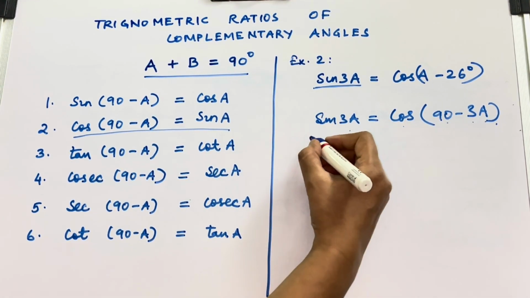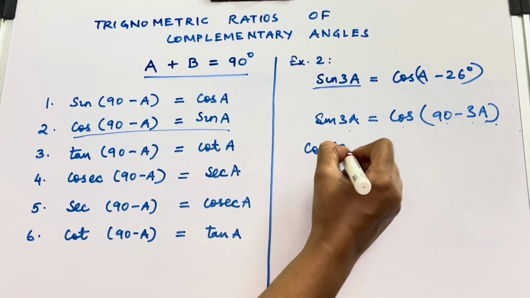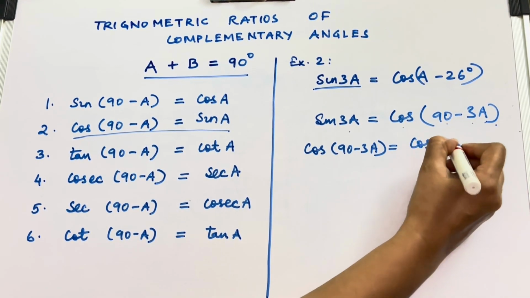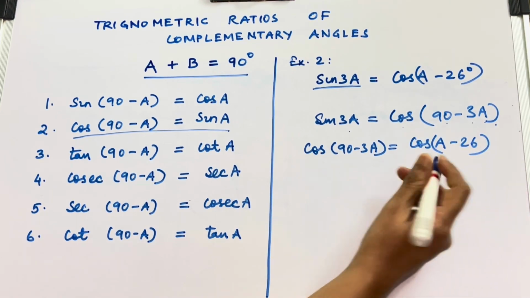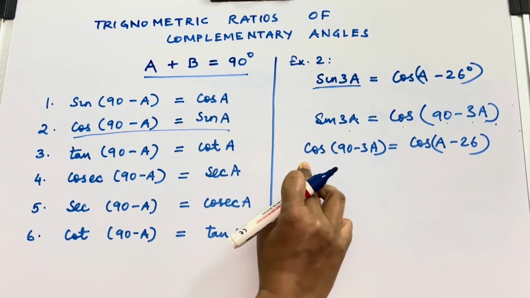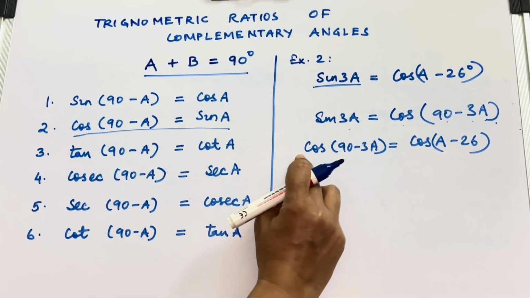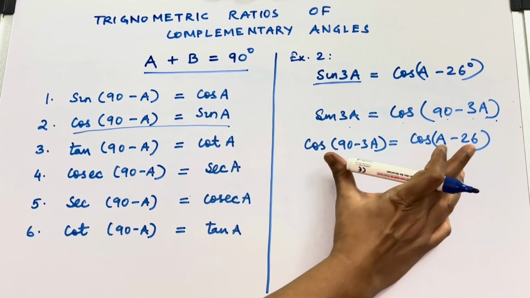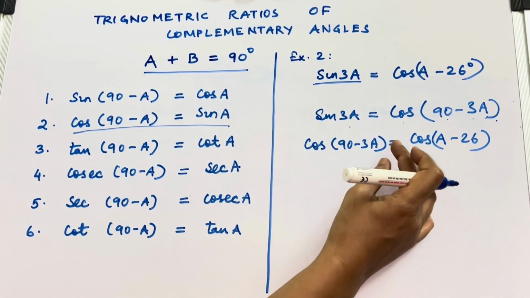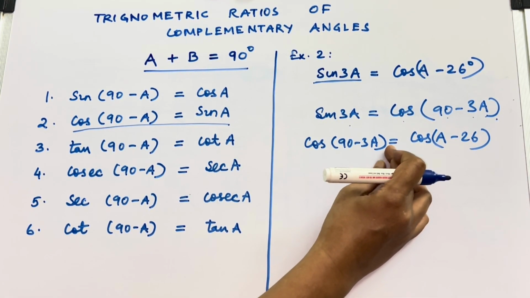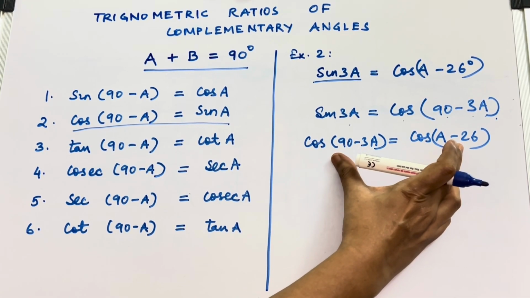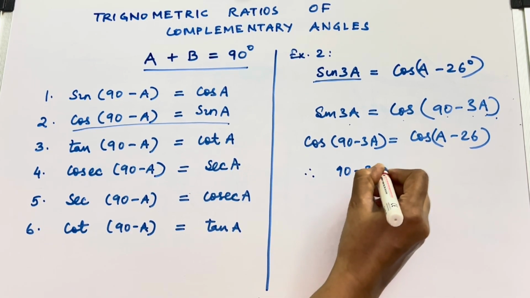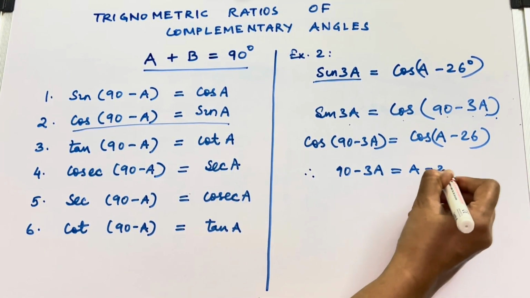Now, I will replace this here. It becomes cos 90 minus 3A is equal to cos A minus 26. Now, both the sides have the same ratio, cos. They will be equal only if the angles are equal. Again, I will repeat, the equality sign will only be honored if the angles are equal. So, 90 minus 3A is equal to A minus 26.